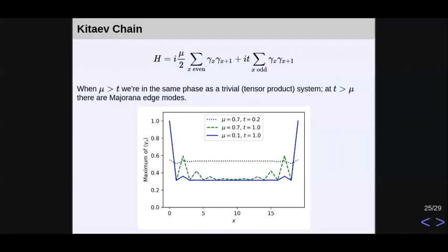And not only can you see that, but at intermediate t over mu, you can see that these edge excitations are also spread out. They go some finite depth into the chain from the edges. So with that, that's all.